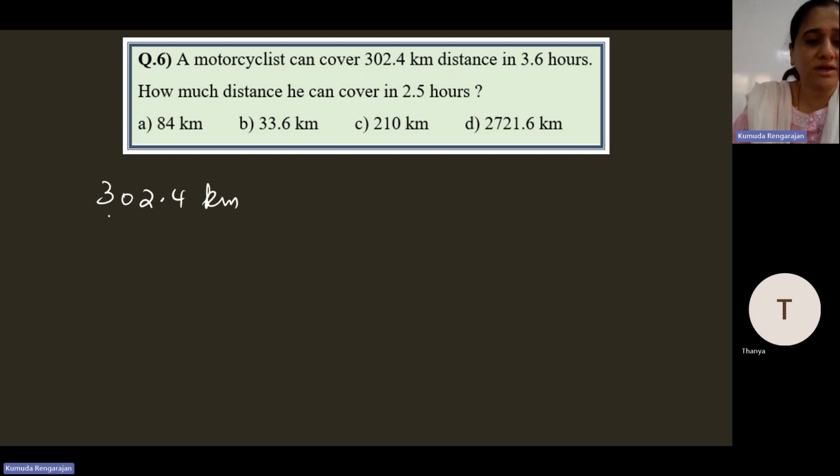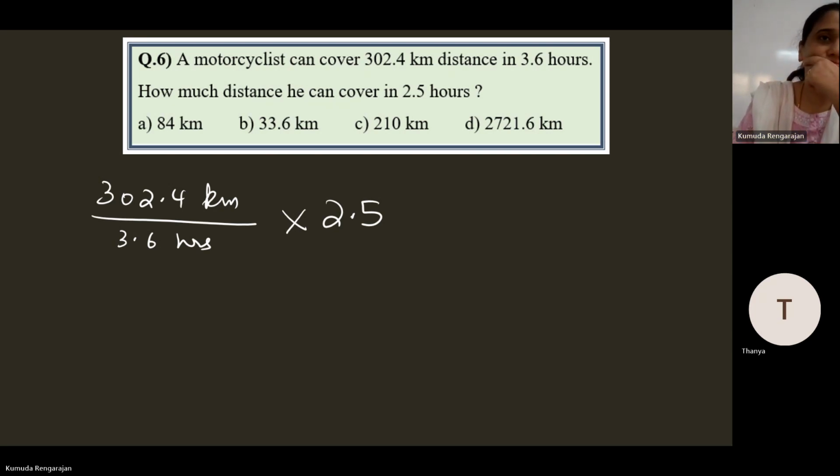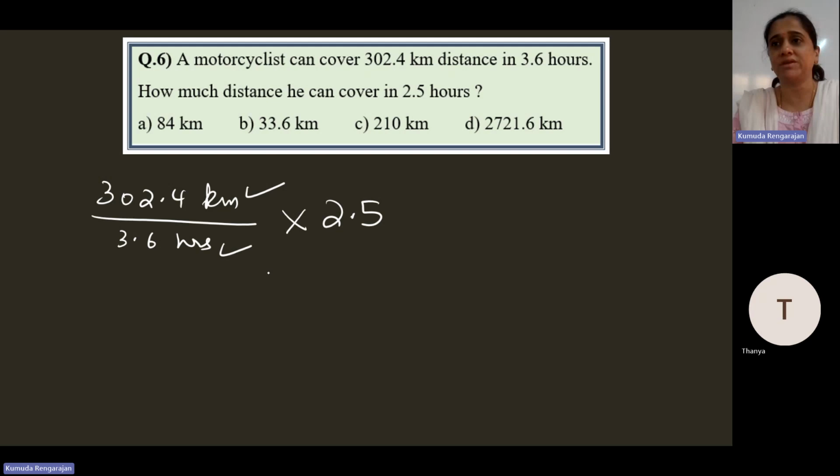302.4 kilometers in 3.6 hours. So if you divide this, what will you get? You will get the distance covered in 1 hour. And if you multiply that by 2.5, you will get the distance covered in 2.5 hours. To write this answer in one go: when you divide the total distance in kilometers by the total time in hours, the answer you get will be in kilometers per hour.